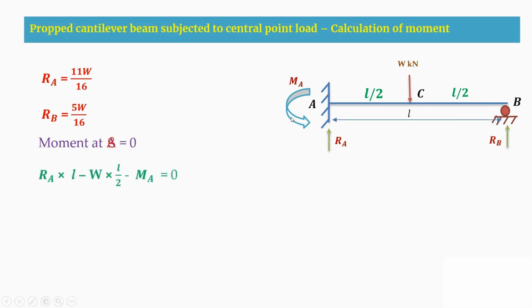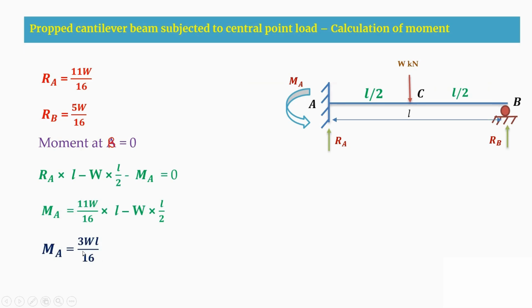So that means RA into L minus W into L by 2 minus MA will be equal to 0. Here you can see this RA is in clockwise direction, so it is positive. This W into L by 2 is in anti-clockwise direction, therefore it is negative. And this moment is again in anti-clockwise direction, therefore it is negative about this B point. By substituting RA and RB here, finally we got the MA value to be 3WL by 16.